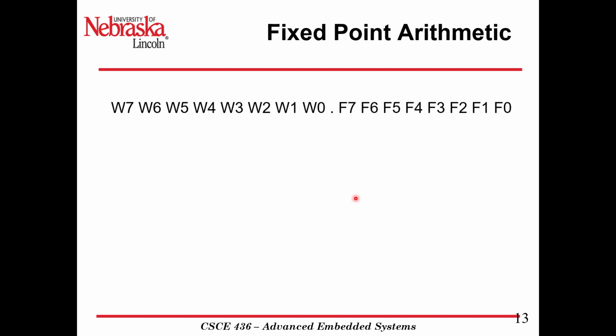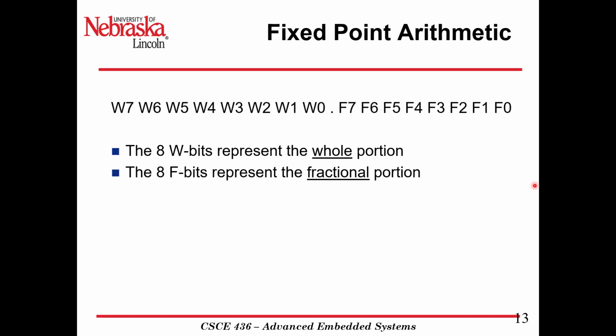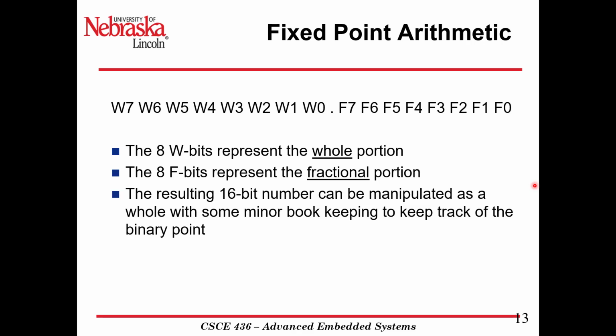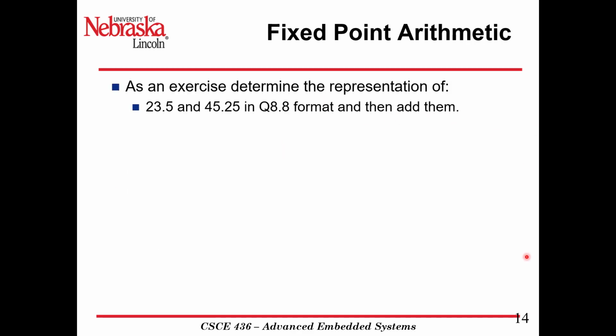Again, with fixed point arithmetic, we're going to have whole bits, W7 down to W0, and then fractional bits, F7 to F0. The W bits represent the whole portion, and the F bits represent the fractional portion. This 16-bit number can be manipulated as a whole with minor bookkeeping to keep track of that binary point. It doesn't really exist. We just have to know where it is for our calculations. This, again, is our Q8.8 format.